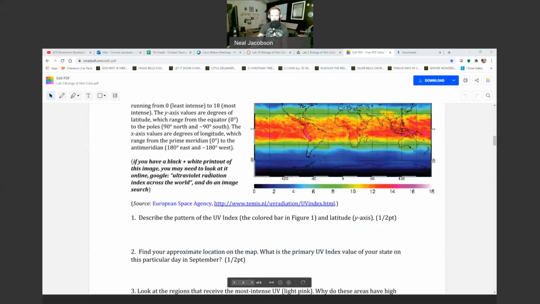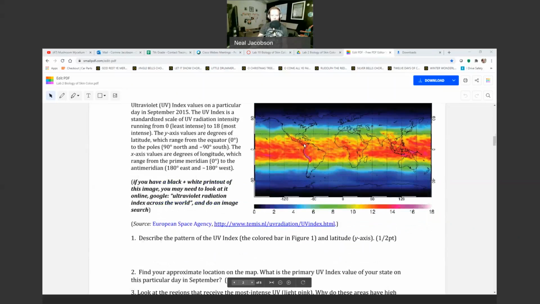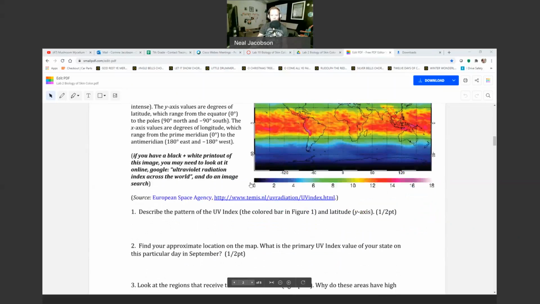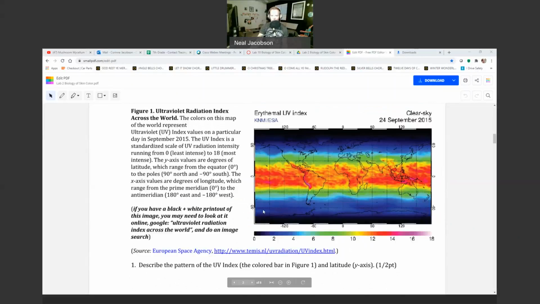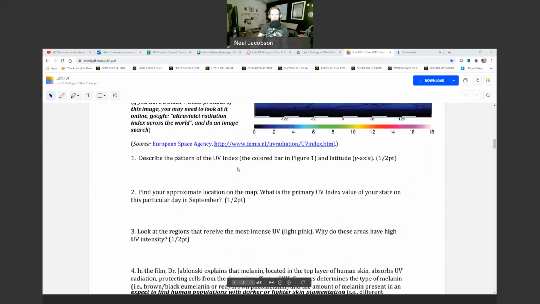Most of you will have a color printout of this, but if you have a black and white one, you're going to need to pull this up on the computer in order to see the difference. All right, so the first thing we see, well, let's also describe the y-axis here. The 0 here is the equator, and then as you head up, 90 degrees north being plus 90 and 90 degrees south being minus 90, those are the two poles. Okay. Describe the pattern of the UV index.